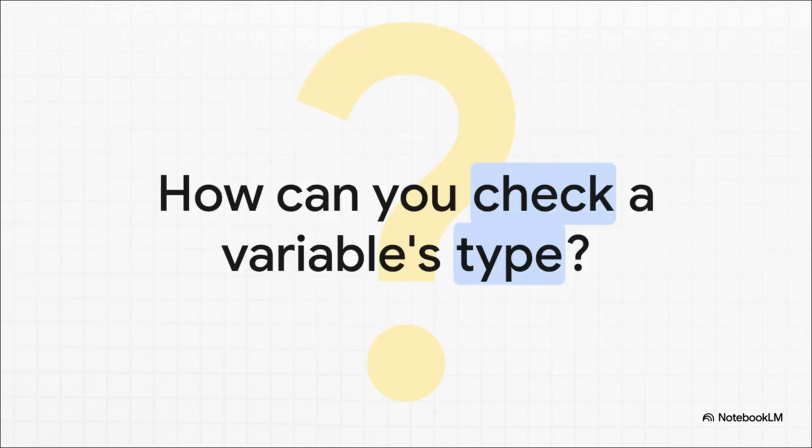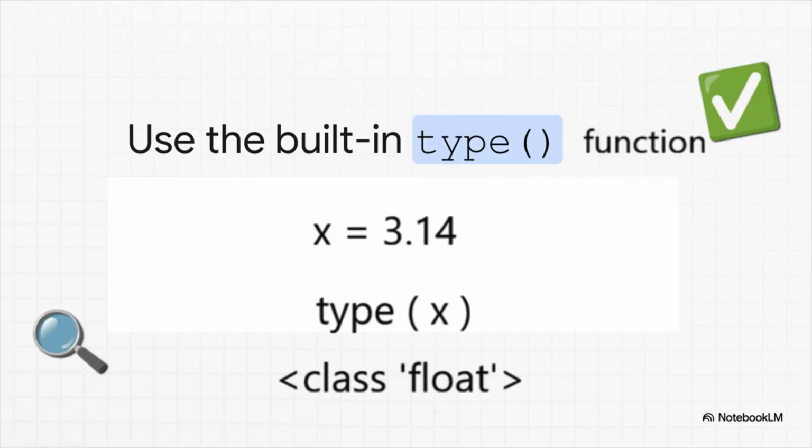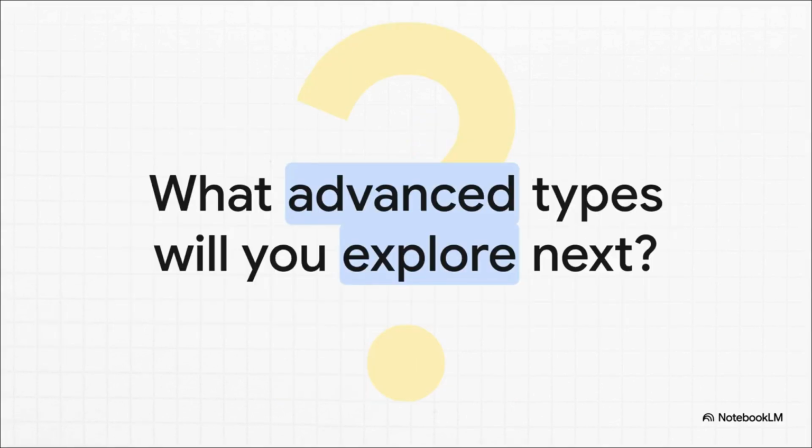So, if a variable can just change its identity on a whim, you're probably asking, how in the world do I keep track of what I'm working with, right? Well, luckily, Python gives us a super simple tool for that. It's a built-in function called type. You just pop your variable inside the parentheses, and Python will tell you exactly what kind of thing it is at that very moment. Here, x is holding a float, so type tells us it belongs to the float class. Easy. And just like that, you've got the essentials.